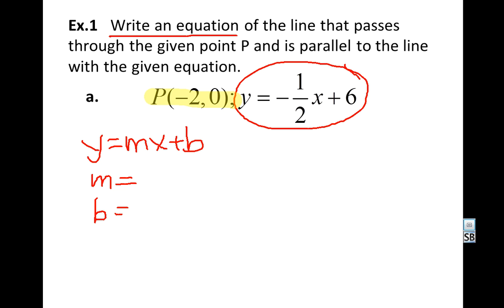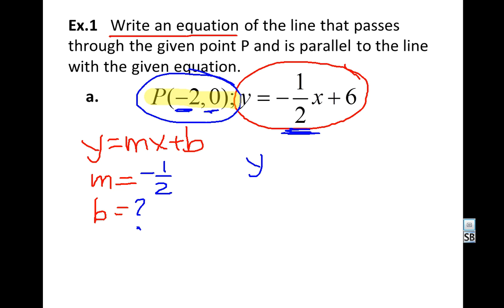Well, if the two lines have to be parallel to each other, what do I know about their slopes? They have to be equal. So if the slope of the line that's given is -1/2, right, that's the slope of that line, then I know the slope of my line has to also be -1/2. All I need now is the y-intercept. Well, given this point, I can do what we did before in 3.4, which is you plug -2 in for x, 0 in for y, and then solve for the y-intercept.